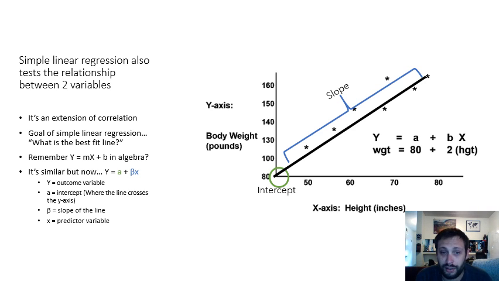So y is our outcome variable, which is indicated by the y-axis. a is the intercept, which is indicated by that green circle on the graph to the right. Beta is the slope of the line, which is represented by the blue line, and I have it indicated with slope. And x is the predictor variable, which is indicated on the horizontal axis at the bottom. But again, whenever we're talking about simple linear regression, we're looking at the relationship between two variables specifically.